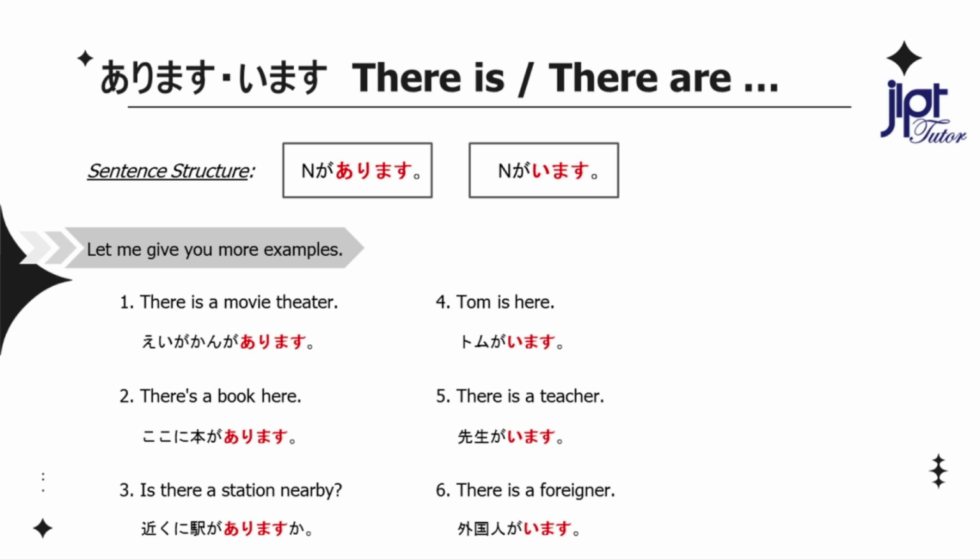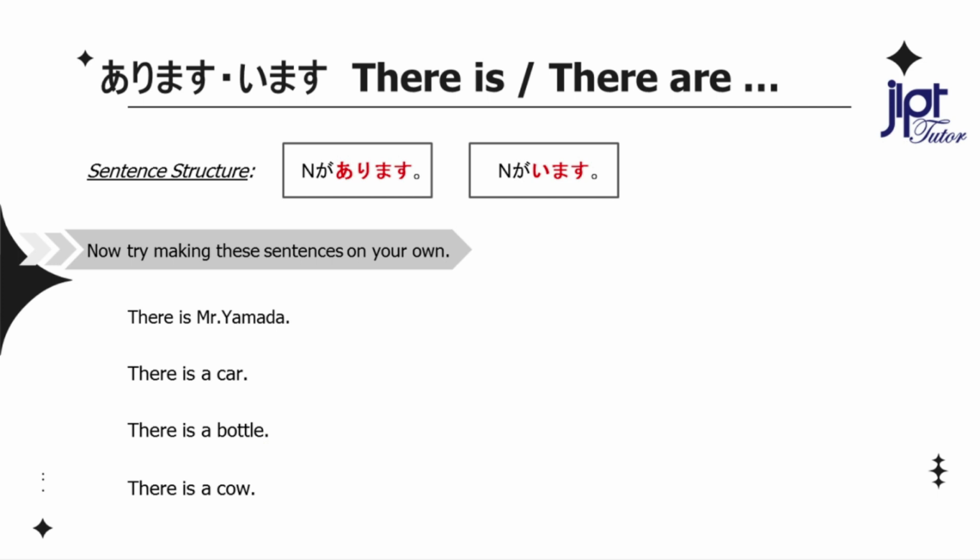Now try making these sentences on your own. There is Mr. Yamada. There is a car. There is a bottle. There is a cow.